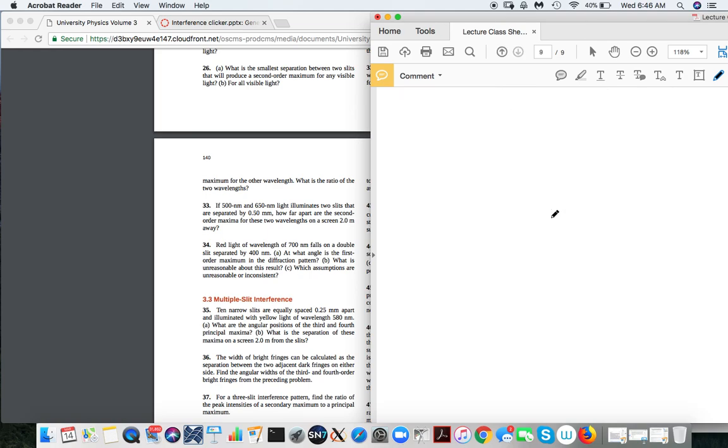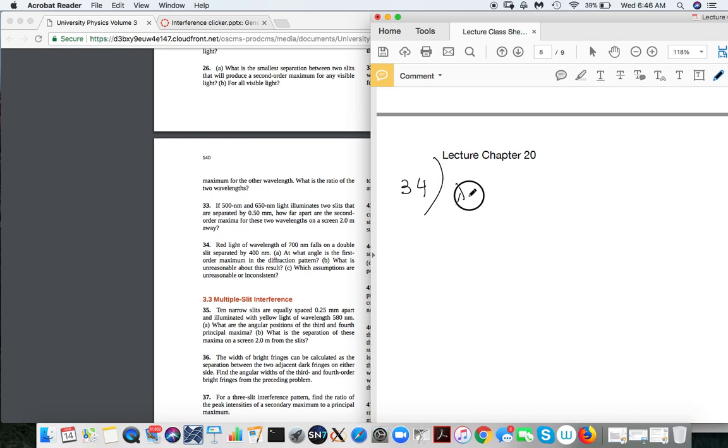So let's do the last one on this, number 34. So what's going on with 34? Oh God, we have a red light. The wavelength is 700 nanometers. It falls on a double slit separated by 400 nanometers. At what angle is the first order maximum in the diffraction pattern?